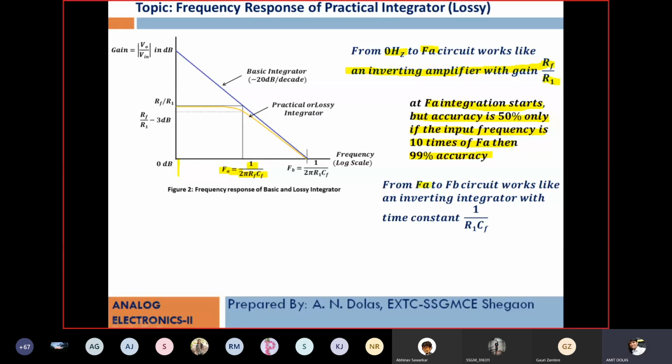From FA to FB, the circuit works like an inverting integrator with time constant 1 upon R1 CF in the output formula. In the output, you have to take only R1 CF, and there should be no mention of RF in the output. RF is only used here for deciding FA and for deciding the gain. So RF should not appear in the output formula, with time constant 1 upon R1 CF.